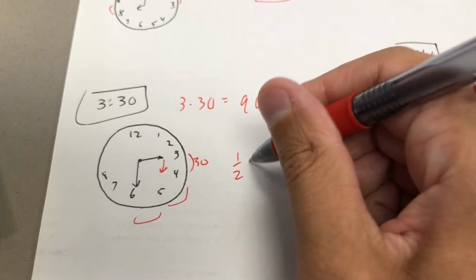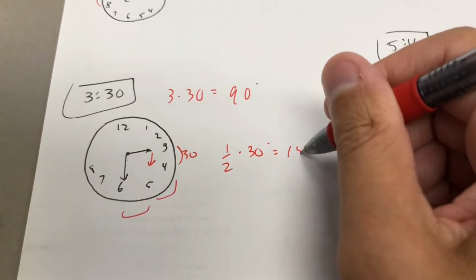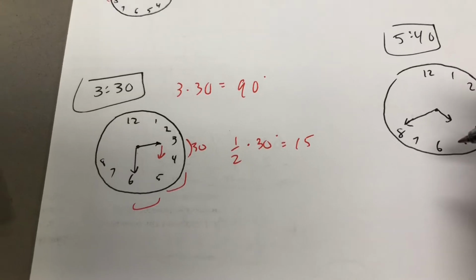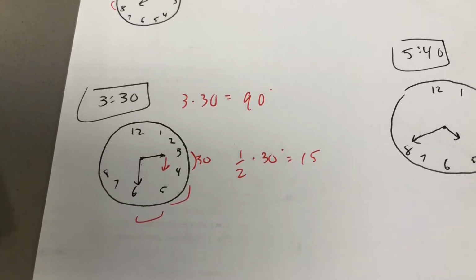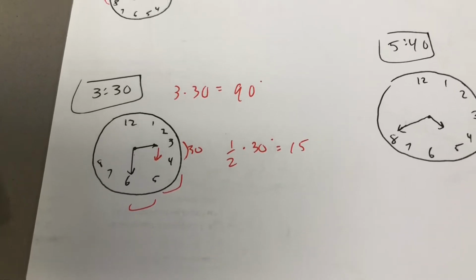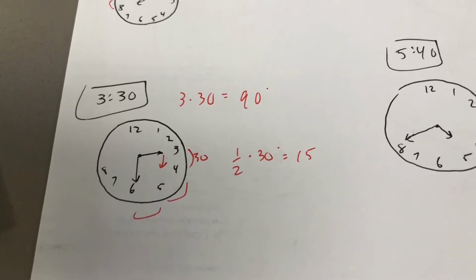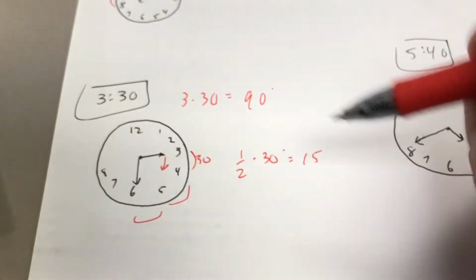But if you want to take 1/2 of 30, if you want to do it the same way as the other ones, we get 15. Same kind of thing here. You have to decide, as that hour hand moves from the 3 to the 4, is the angle getting bigger or is the angle getting smaller? And once again, that hour hand is closing in on the other hand.